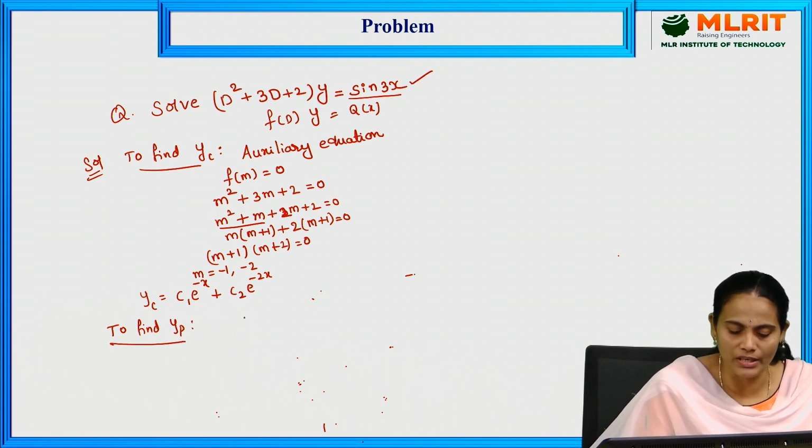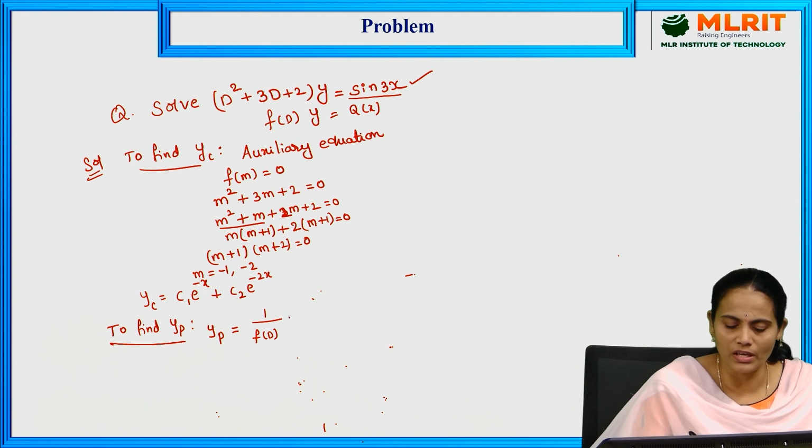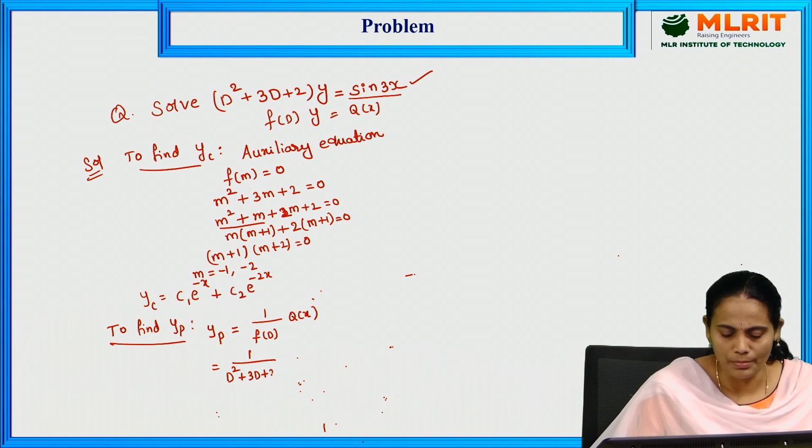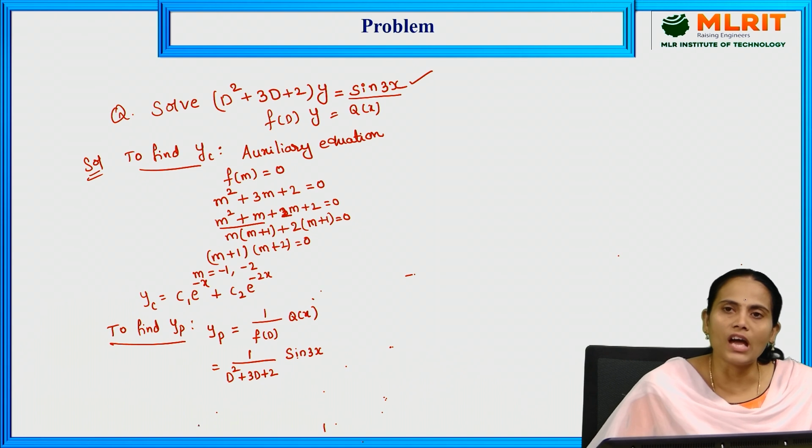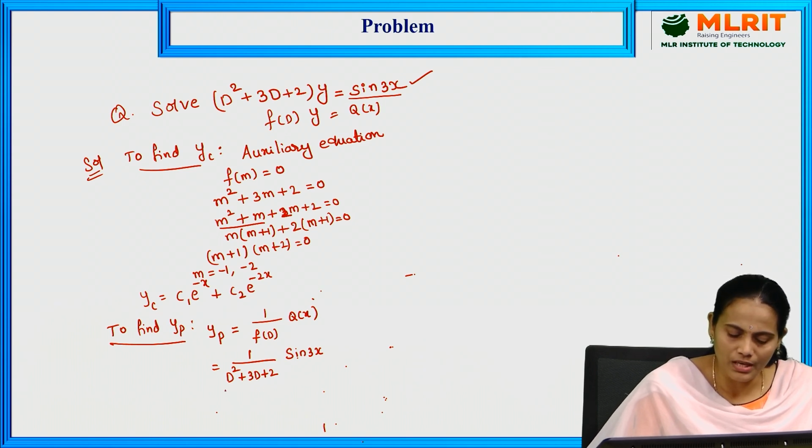To find the particular integral, yp is equal to 1 by f of D into Q of x. We know f of D is D square plus 3D plus 2, and Q of x is sine 3x. So what is the substitution to take by the rule? We have to take the substitution D square is equal to minus a square. Here the value of a is 3.